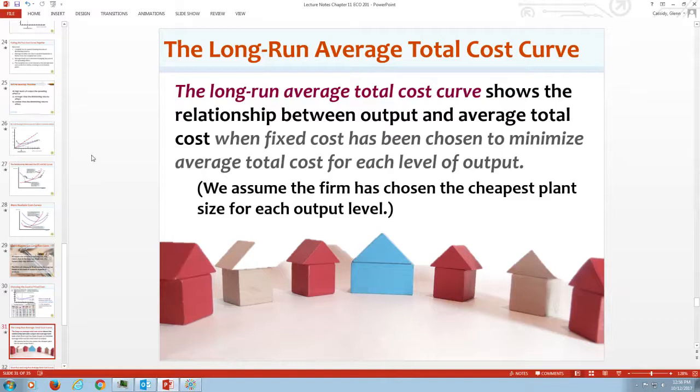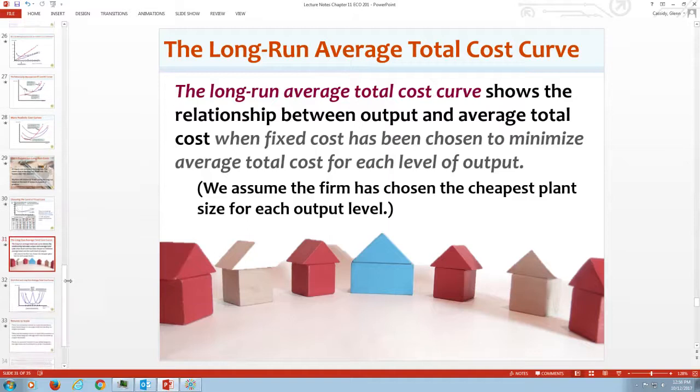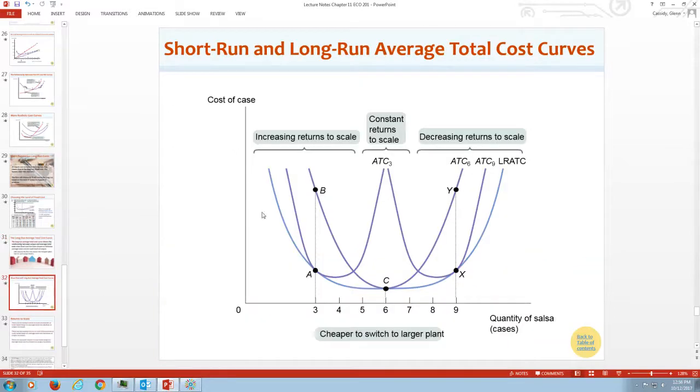And so now I want to talk about the long run average total cost curve. What we were looking at a moment ago was talking about the short run, where we had fixed costs and then looked at how average total cost varied as our variable inputs changed. But now what we want to look at is what's the optimal size in the long run.